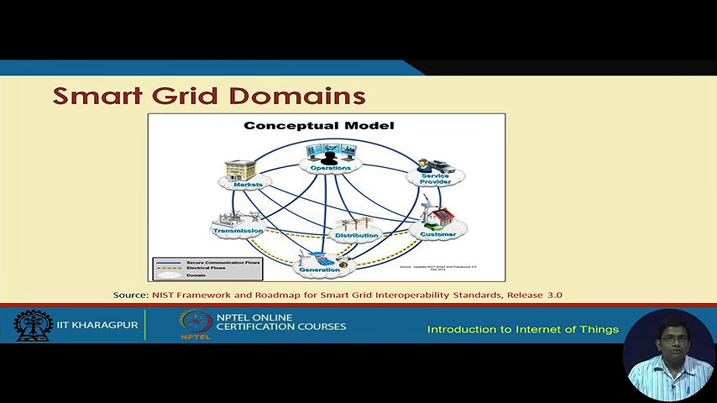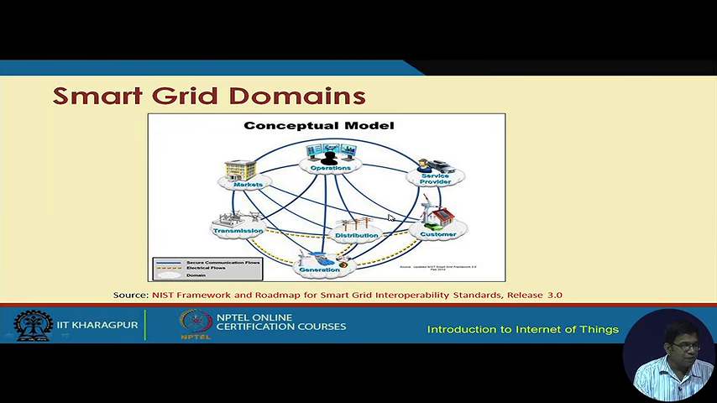So, here is the conceptual model of the smart grid. We have different components, as we can see over here. We have the customers, we have the service providers, we have the operation centers, we have markets, transmission systems, distribution systems, and of course, the generation system.